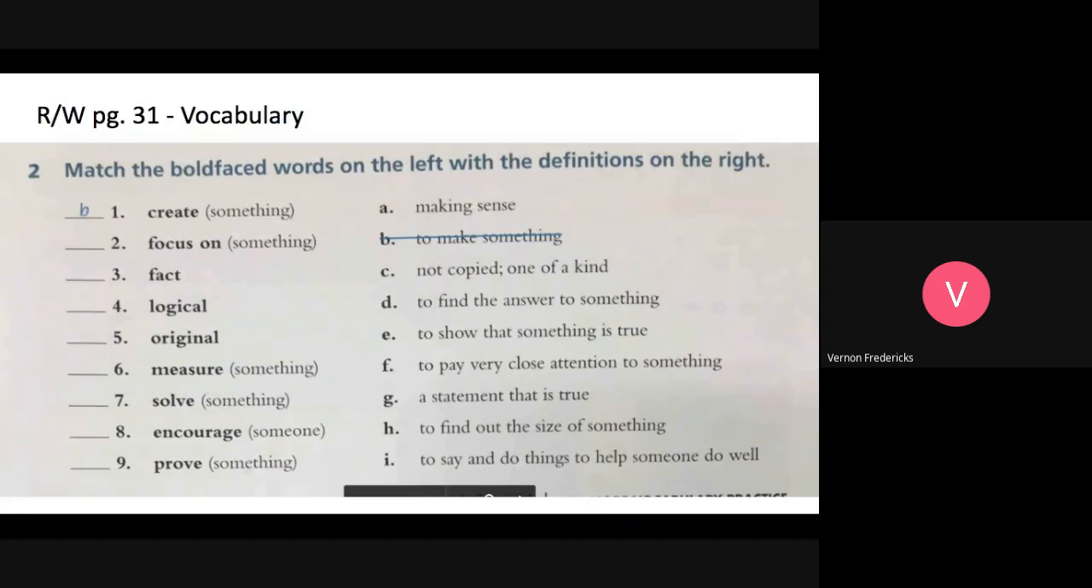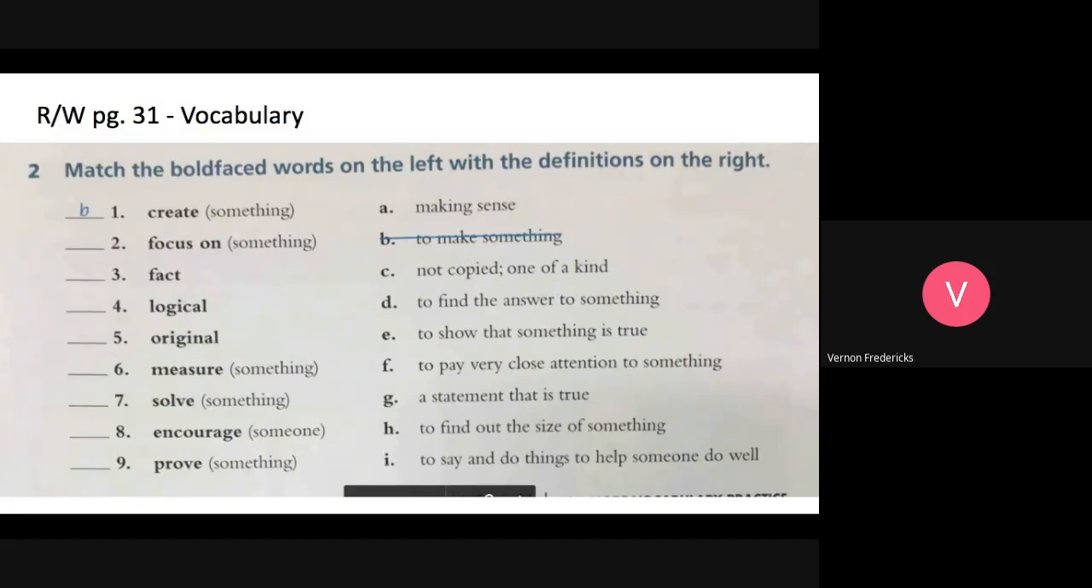So number one and number B match. Number two is focus on something. Number three is a fact. Number four is logical. Five is original. Number six is measure. Seven is solve. Eight is encourage. And nine is prove. Okay? And A, we have making sense. C, we have not copied or one of a kind. Number D, to find the new answer to something.